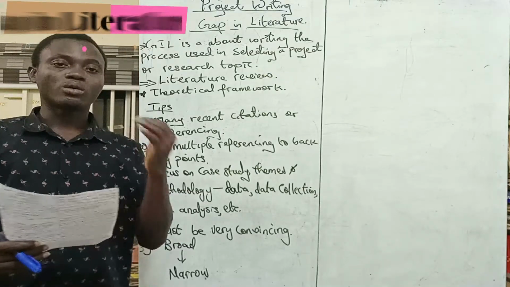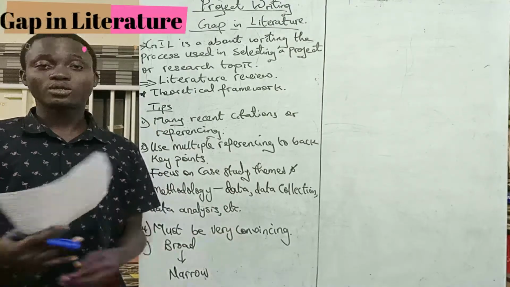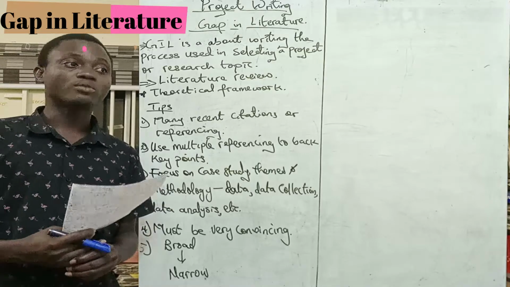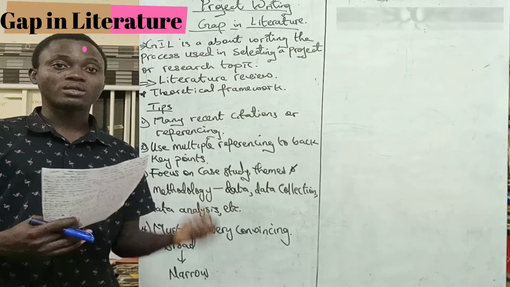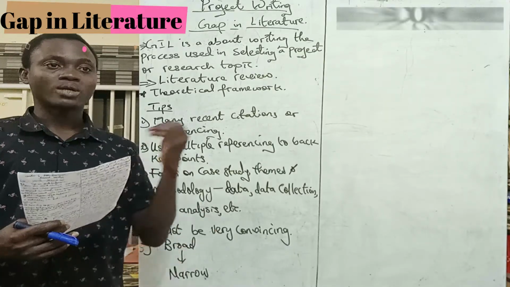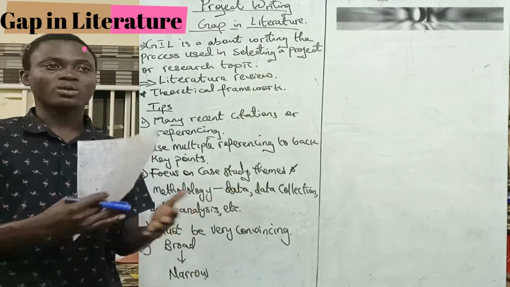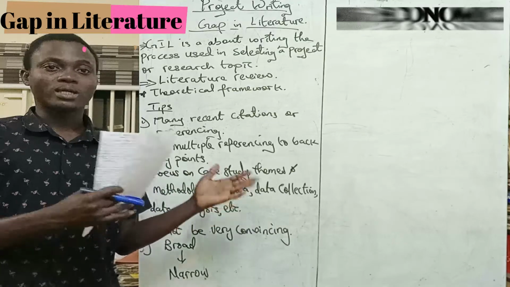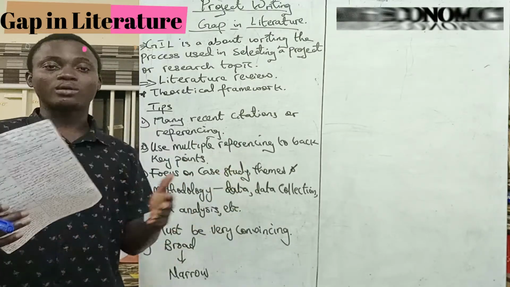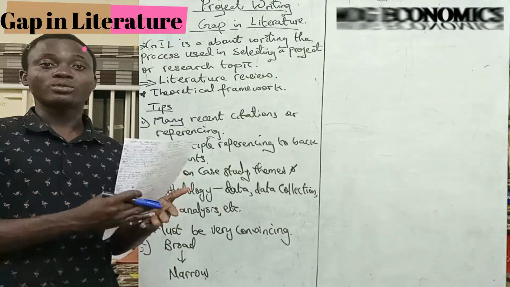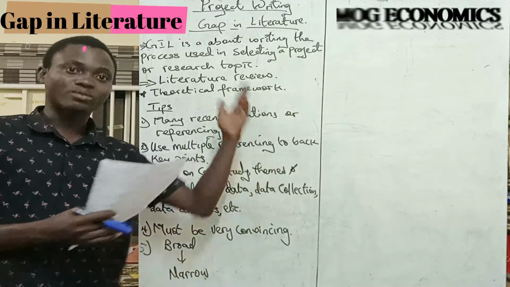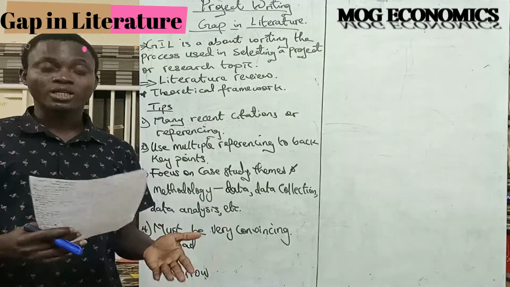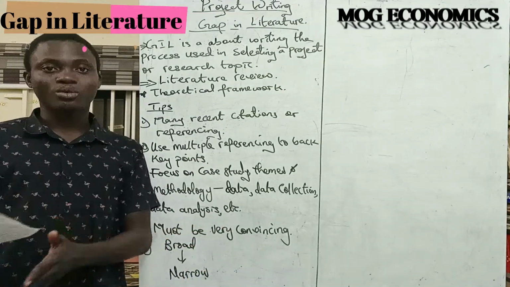Your gap in literature comes in chapter 3, under the literature review, when you've written your theoretical review, your methodological review, and your empirical review. All of those reviews are talking about what has been happening, what other researchers have done on this topic in the past. Now, what are you contributing? That's what the gap in literature is more or less talking about.